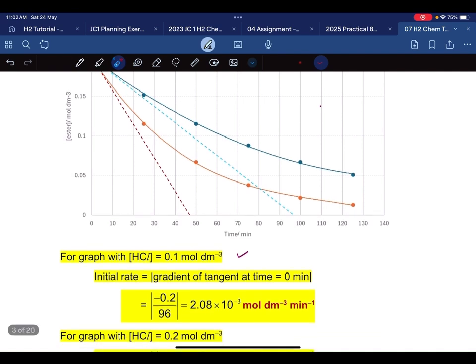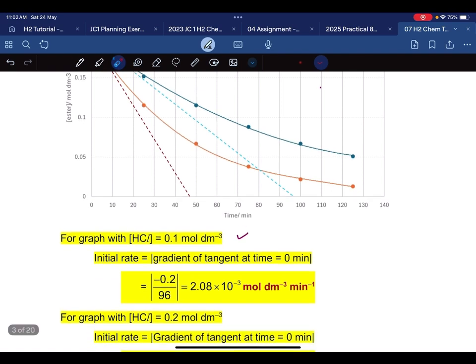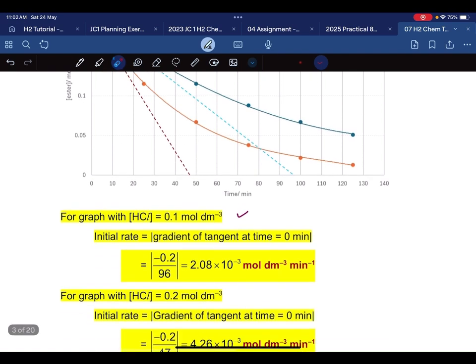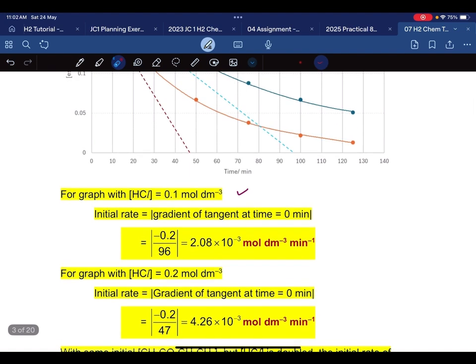Next, for the other graph, with concentration of HCl being 0.2, for the same change in concentration of 0.2, the time taken is actually half of the other, which is around 47 minutes. And doing the calculation, we get this initial rate. Same thing, once again, check that you have the unit for initial rate written correctly.